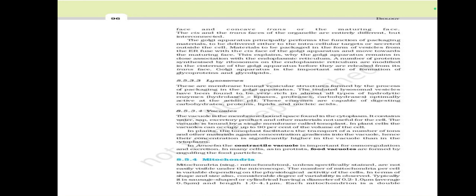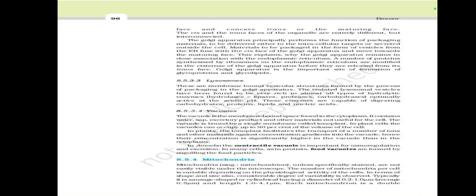hydrolases, lipases, proteases, carbohydrases, optimally active at the acidic pH. These enzymes are capable of digesting carbohydrates, proteins, lipids, and nucleic acids.